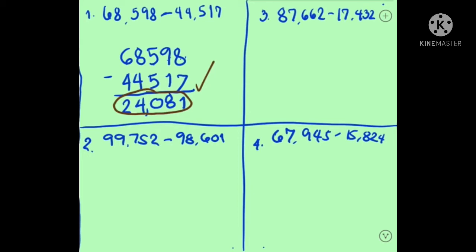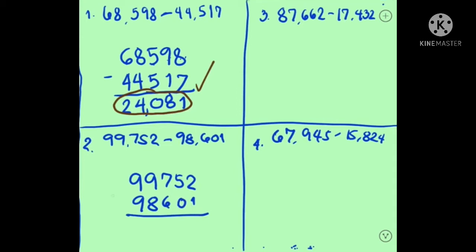99,752 minus 98,601. Alright, so those are the two numbers that we need to find their difference. Okay, let's line up first. Let's line them up. 99,752. Okay, and then 98,601. Do not forget our symbols.